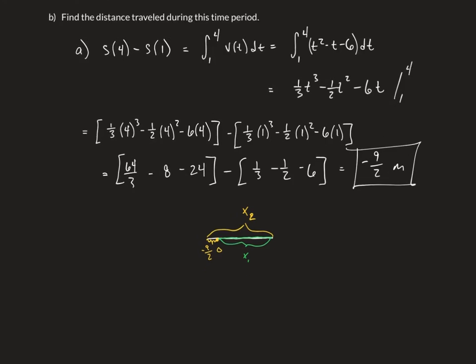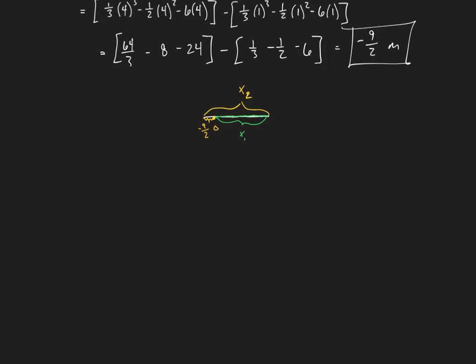So what we're going to do is we want to know the integral from 1 to 4 of the absolute value of our velocity function with respect to time. So the question is going to be, how are we actually going to calculate this? It's not just as simple as saying, okay, well now it's an absolute value function.